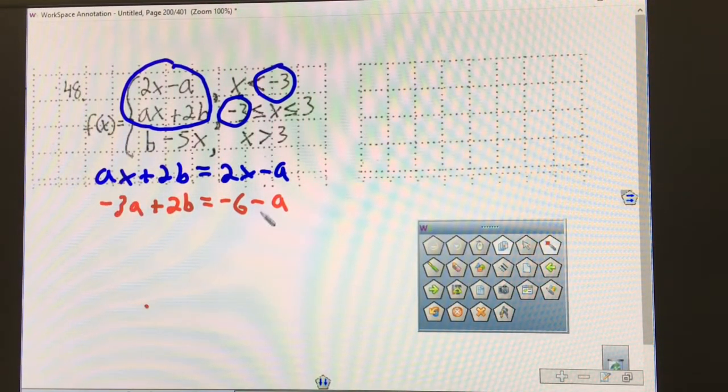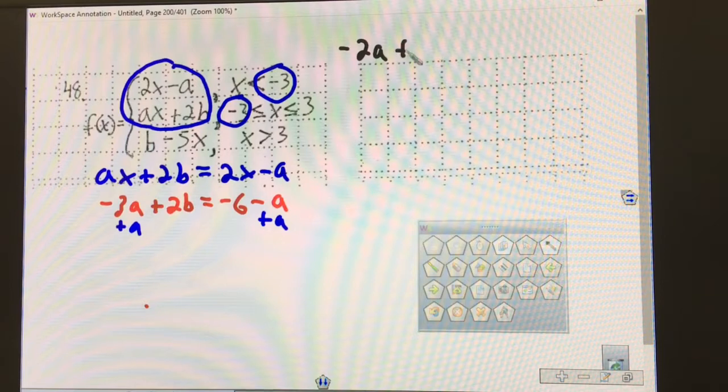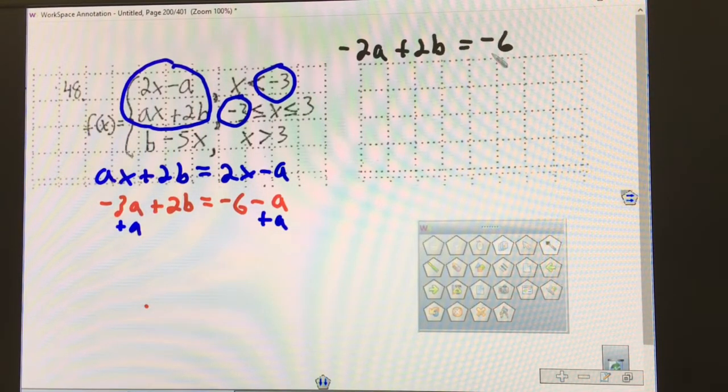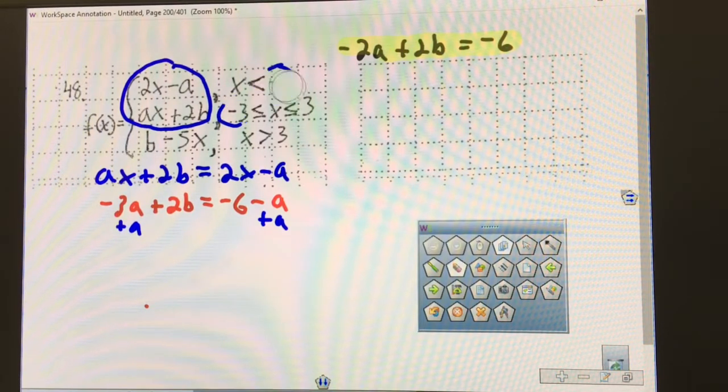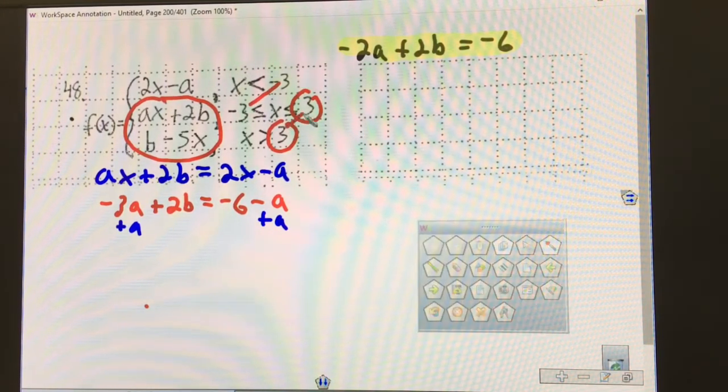Now I'm going to get the a's on one side, so I'm going to add a to both sides. And that's going to give me negative 2a plus 2b equals negative 6. Now, I have to set the bottom two equations equal to one another. But this time, at x equals 3, not negative 3, that's where the top two join. At positive 3 is where the bottom two join.